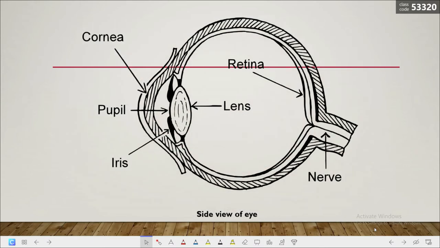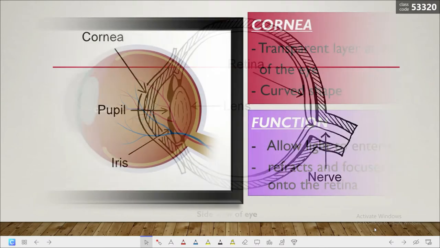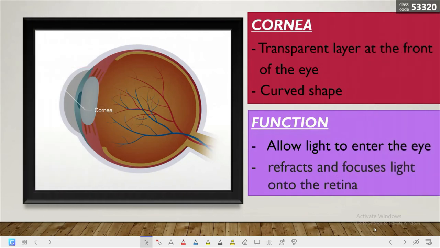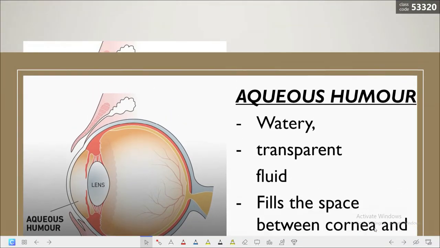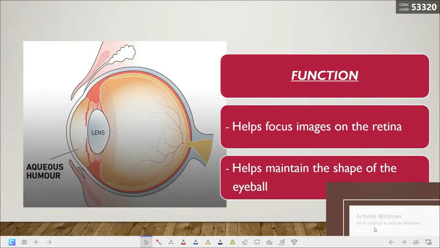So this is the side view, and this is the function for each part of the eye. I will skip this one because we already discussed it.